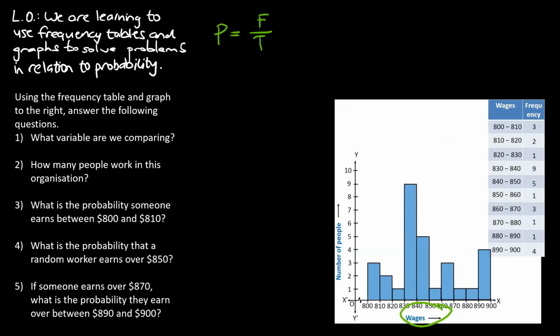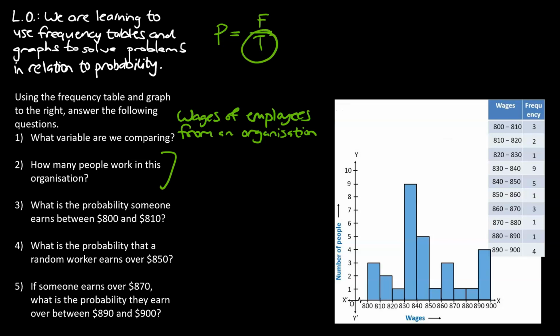And this time around, we've got wages and how many people fall in each of the brackets of the wages category. So we are comparing the wages of employees from an organization. So that's pretty easy. So we can just read the graphs and the tables to find out what information we're actually looking at. The next one is how many people work at this organization. So this bit of information is really useful because it's the T for total in some of the questions.